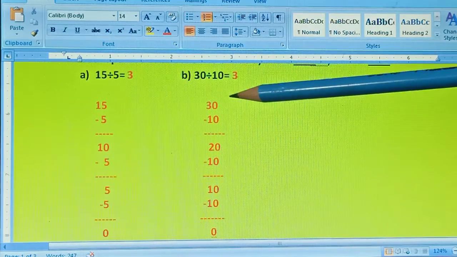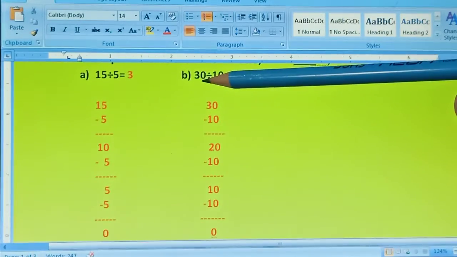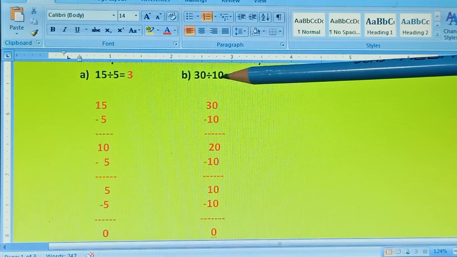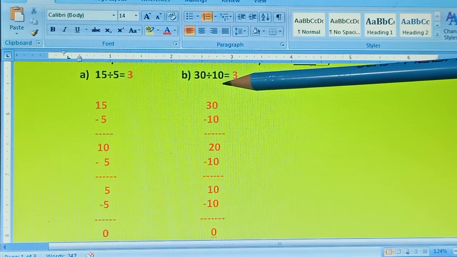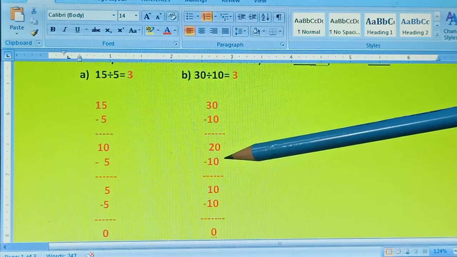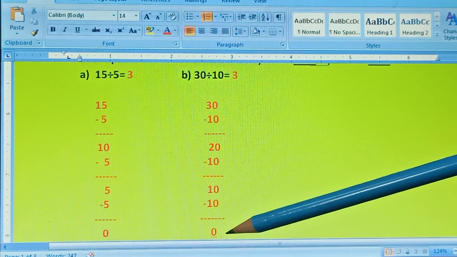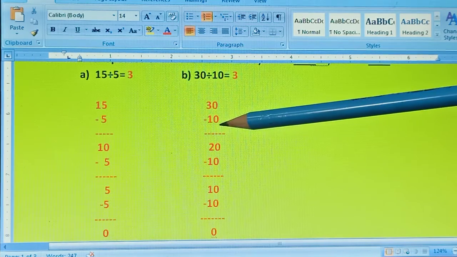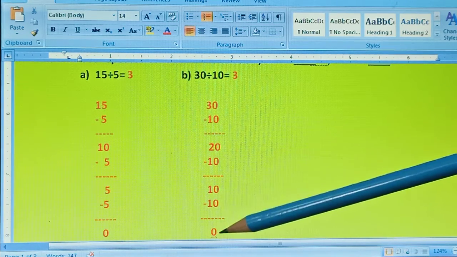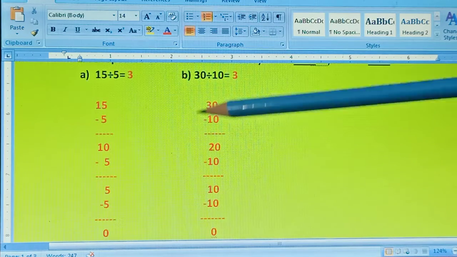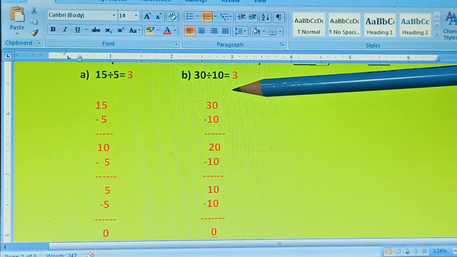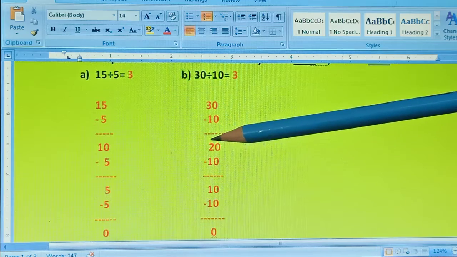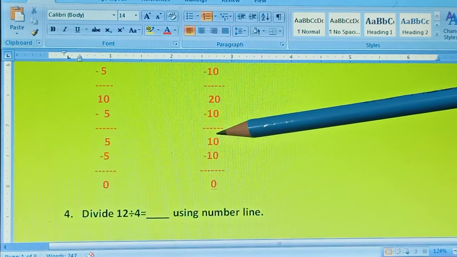The same way, when you are asked to divide 30 by 10 by repeated subtraction, you will keep on subtracting 10 until you get 0. Okay, then you will count the number of steps after which you are getting 0. That will be your quotient. Okay. Now let's move to the next question.